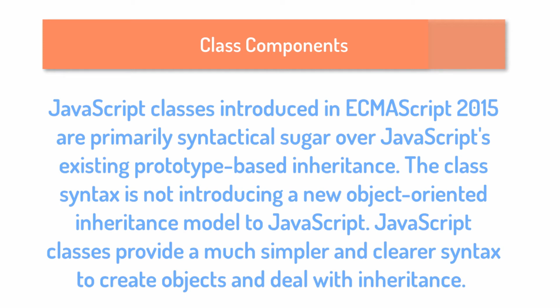JavaScript classes introduced in ECMAScript 2015 are primarily syntactical sugar over JavaScript's existing prototype-based inheritance. The class syntax is not introducing a new object-oriented inheritance model to JavaScript. JavaScript classes provide a much simpler and clearer syntax to create objects and deal with inheritance. The good news is that at this point, you don't have to fully understand objects and inheritance to use classes in React to make components.